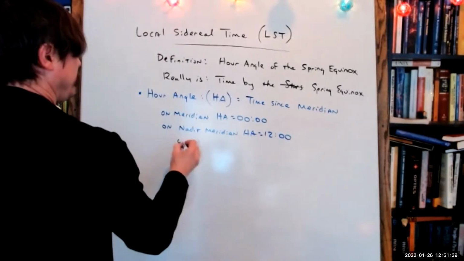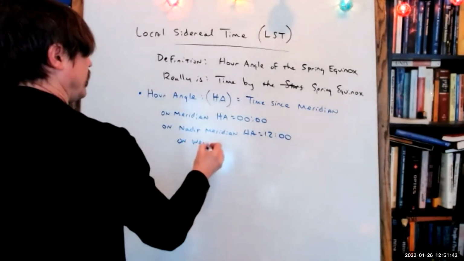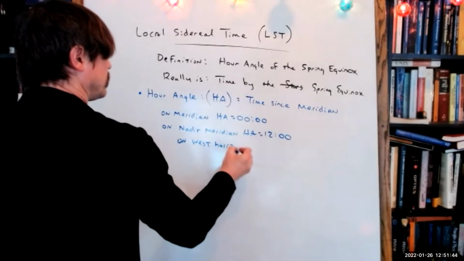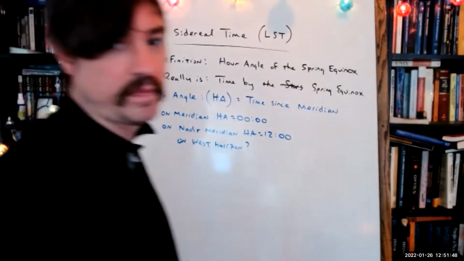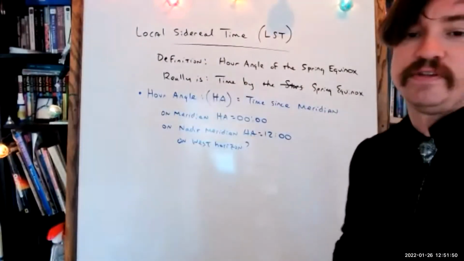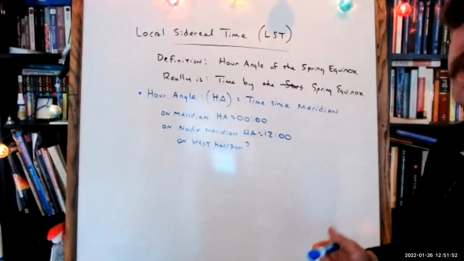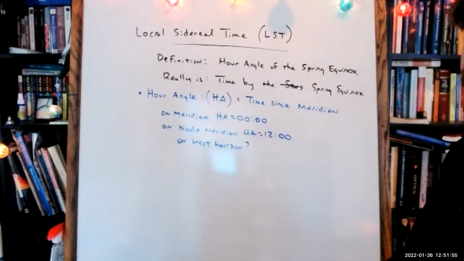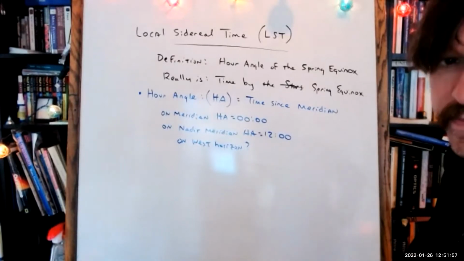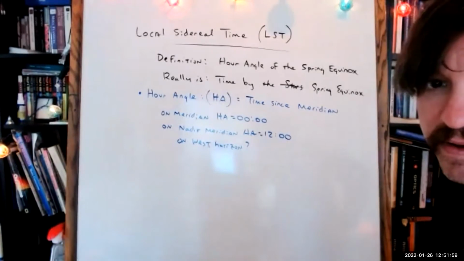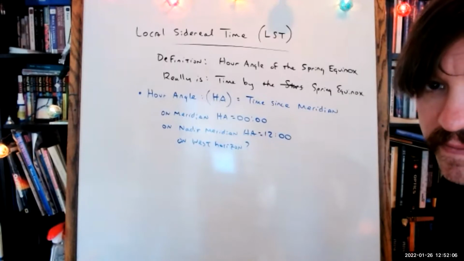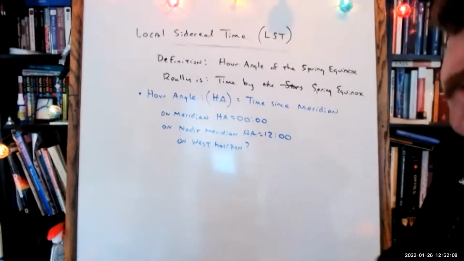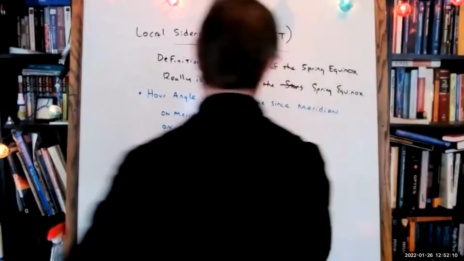What would your hour angle be on the western horizon? Can anyone answer that question? What would your hour angle be on the western horizon? I think we're going to need a diagram for this, but anyone? Would it be 6 hours? That's right, because it's 6 hours past the meridian. Very good.